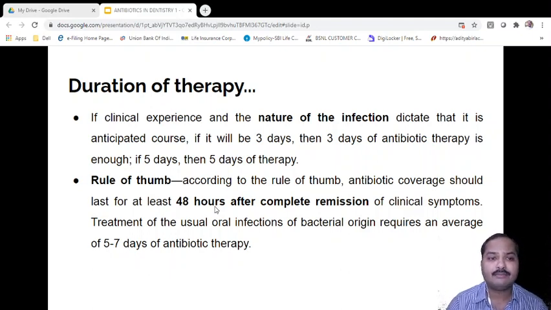As a rule of thumb, antibiotic coverage should last for at least 48 hours after the complete remission of the clinical symptoms. It means if the person is clinically asymptomatic after the disease, the therapy should be continued for at least 48 hours. The treatment of oral infections which are of bacterial origin usually requires an average of 5 to 7 days.